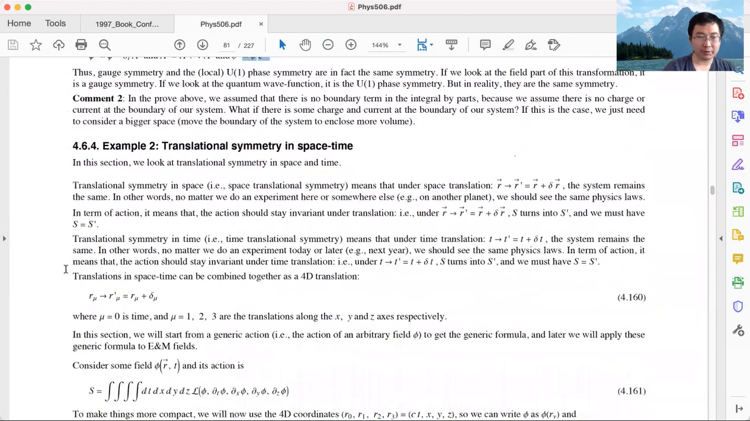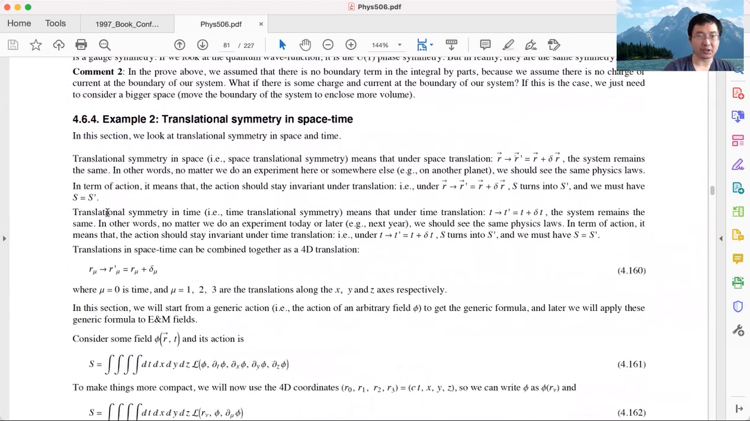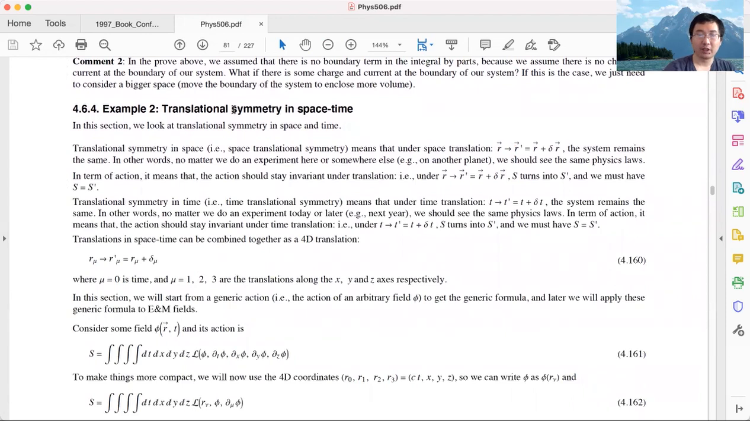And the second example we are going to discuss here is the translation symmetry. Here, more precisely, we'll consider translation symmetry in both space and time. Translation in space means I will change my coordinates and shift everything by a constant. Translation in time means I will change the origin of my time and shift my time by a constant.